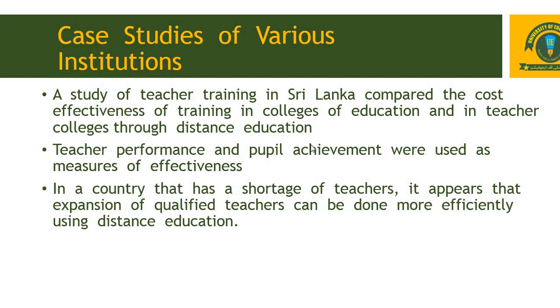So if we compare two different scenarios, training in colleges and teacher colleges under distance education, pupil learning can be used as a measure of their performance or effectiveness, together with teacher performance and pupil achievement. They say that in a country that has a shortage of teachers, it appears that expansion of qualified teachers can be done more efficiently by using distance education. So in these three scenarios which we have discussed earlier, the focus is on distance learning. They say that we can reduce the cost by focusing on distance education.